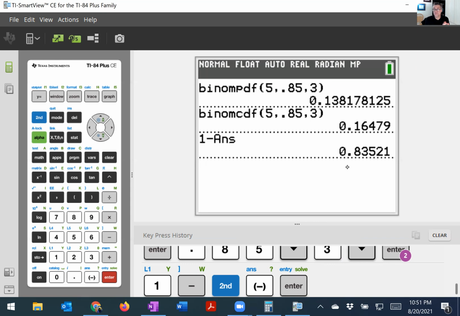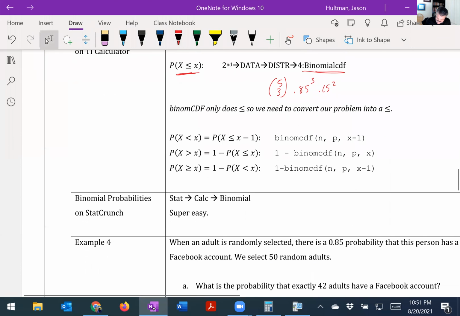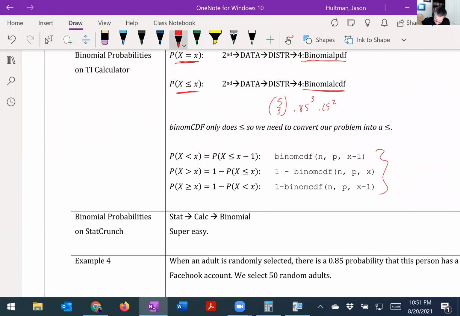If you were to look at a graph for the calculator, it only is going to give you everything up to and including that value. This would be the CDF for X is less than or equal to 3. It would give you the 1, the 2, and the 3, and that's it. So if you want the 4 and the 5, you'd have to do 1 minus that.